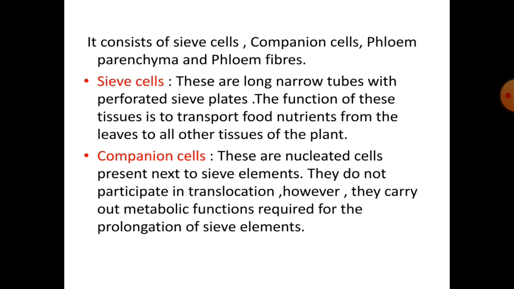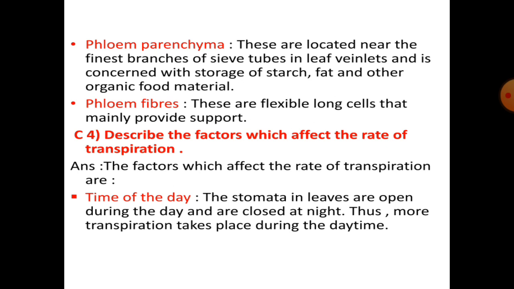Companion cells. These are nucleated cells present next to sieve elements. They do not participate in translocation. However, they carry out metabolic functions required for the prolongation of sieve elements. Phloem parenchyma. These are located near the finest branches of sieve tubes in leaf veinlets and is concerned with storage of starch, fat and other organic food material. Phloem fibres. These are flexible long cells that mainly provide support.